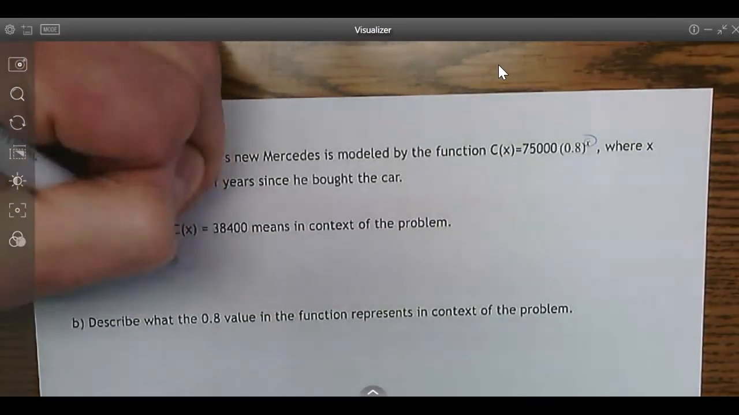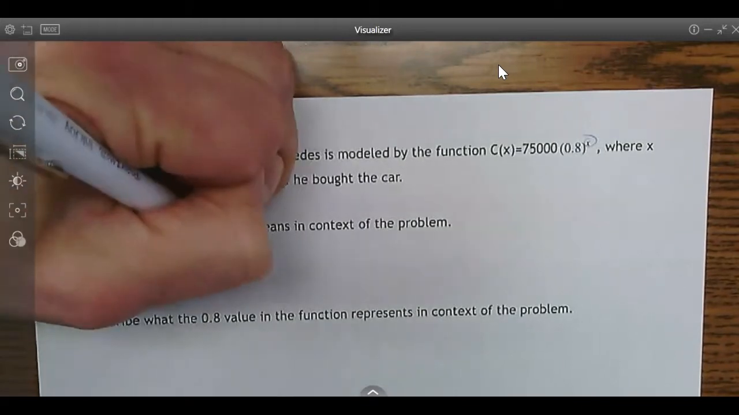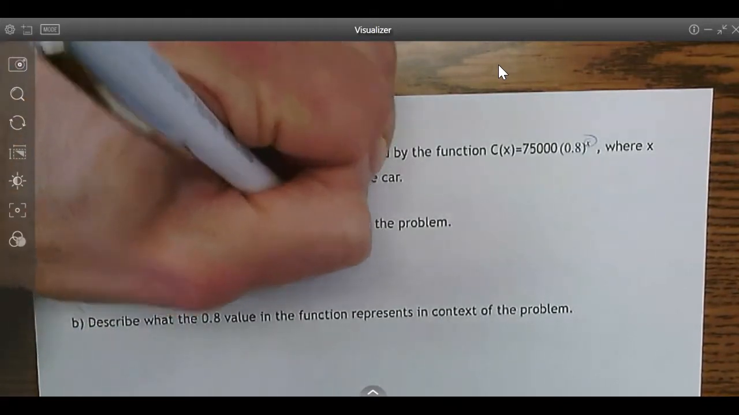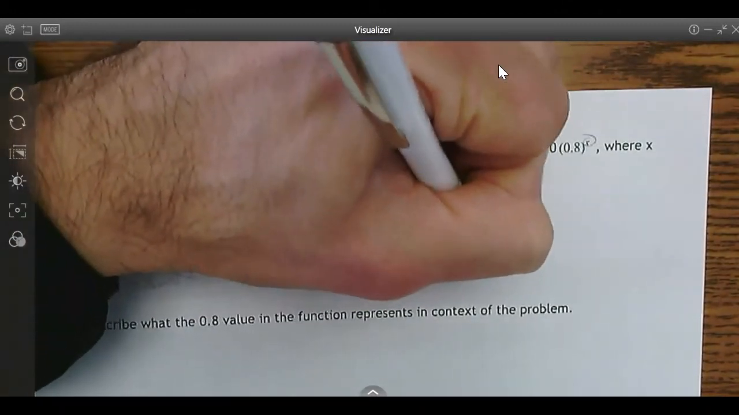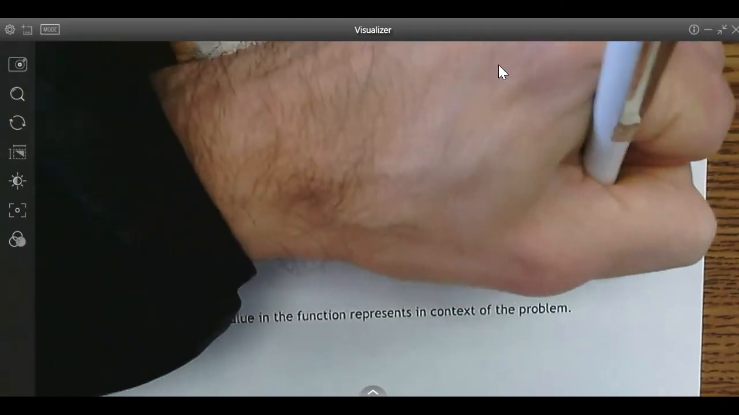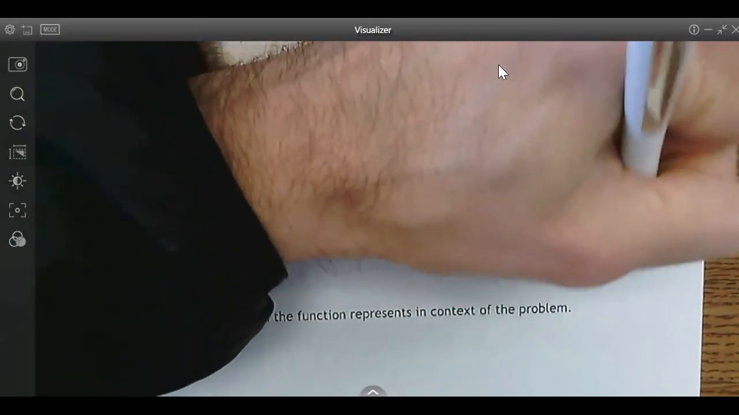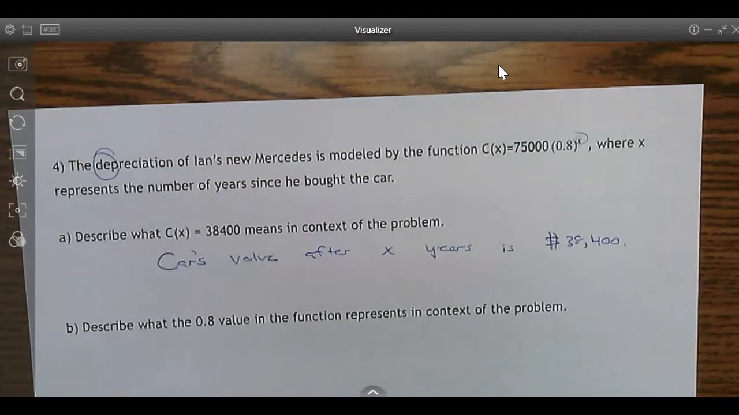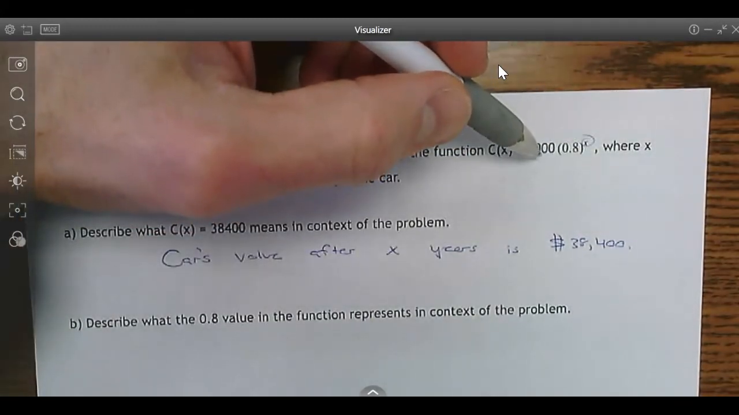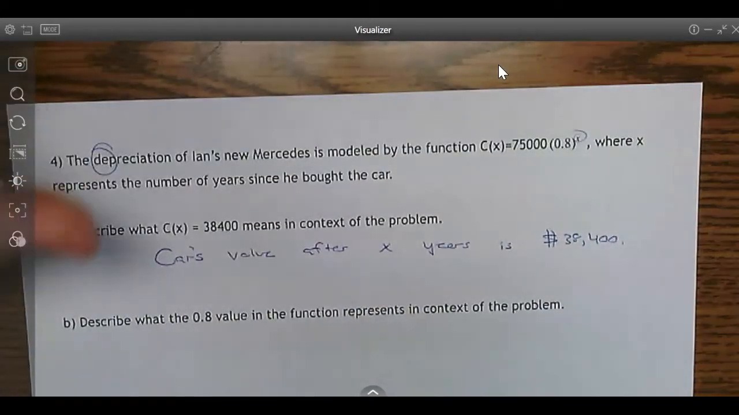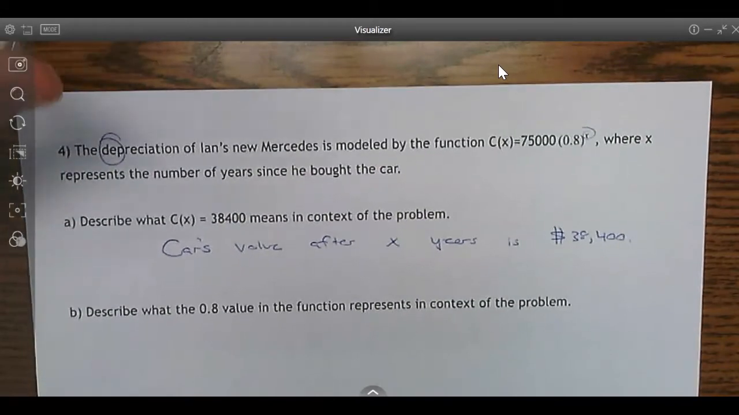This means the car's value after x years is $38,400. We don't know how many years have gone by, but after a certain number of years, the car is only worth $38,400, which is crazy because when he bought it, the initial cost was $75,000. So just a little side note here, cars lose a lot of value. Maybe not the best investment.